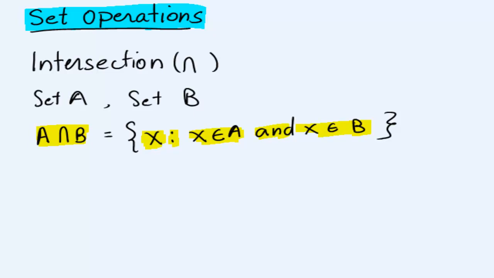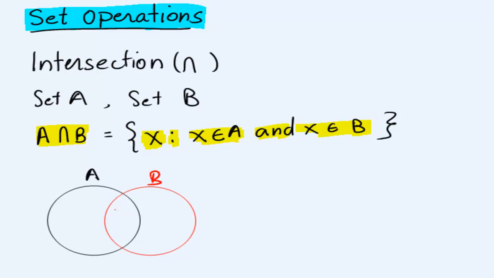Let's look at this using Venn diagrams. This black circle here represents set A. This red circle represents set B. So the black circle has in it all the elements of A, whatever they may be, and the red circle has in it all the elements of B. Then the intersection of A and B is the area of overlap of these two circles, because the intersection has those elements that are in both sets.